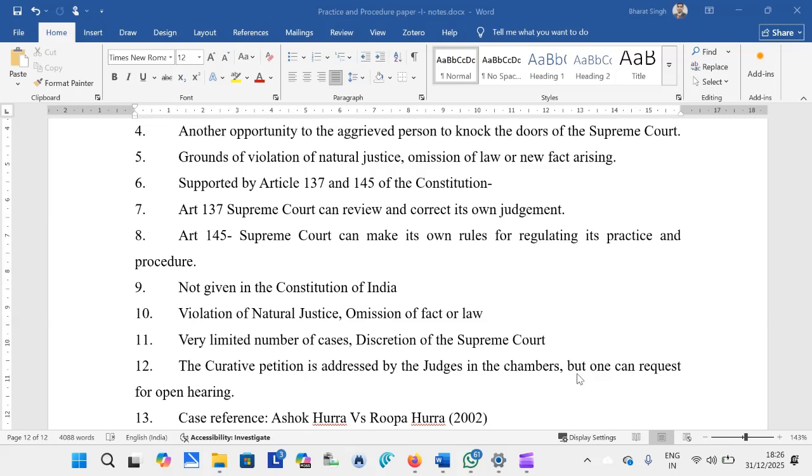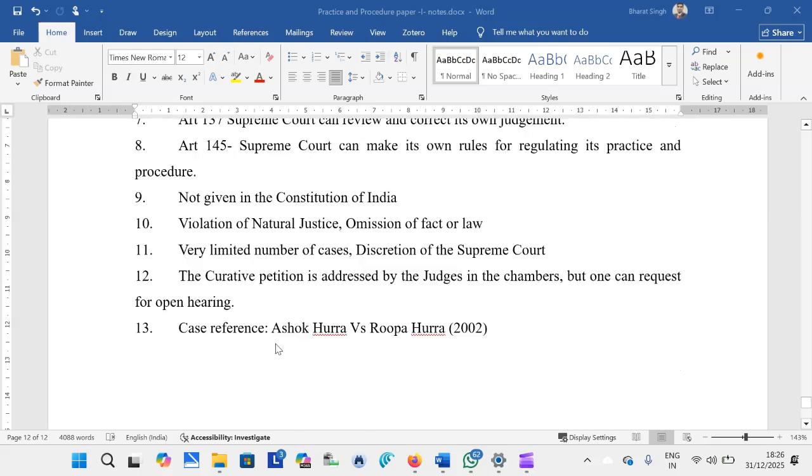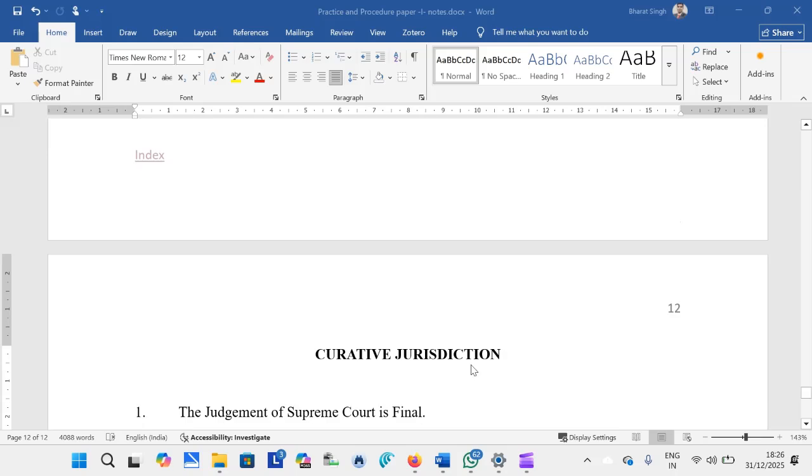The advocate on record, however, can request that the matter may be heard in the open court and the court may grant it. The case which provides the provision for a curative petition was pronounced in Ashok Hurra versus Rupa Hurra, the 2002 judgment.